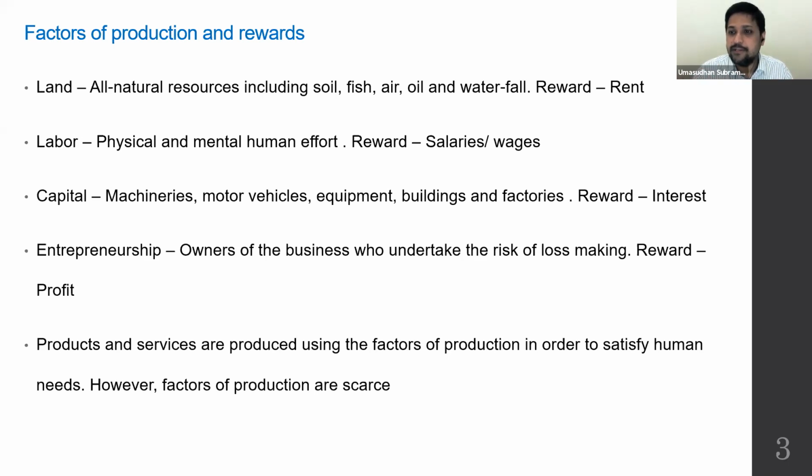When you say capital in economics, we are talking about fixed assets, investments into capital expenditure, capital investments like machineries, vehicles, equipments, buildings, and factories. You've got to remember, a bare agricultural land might qualify as land in economics, but if you turn it into a building, that goes into capital.